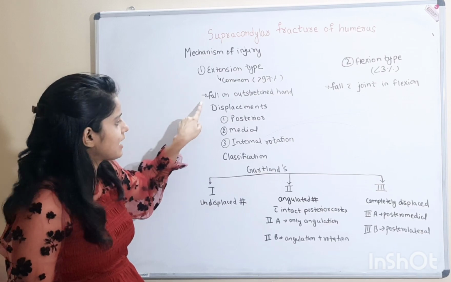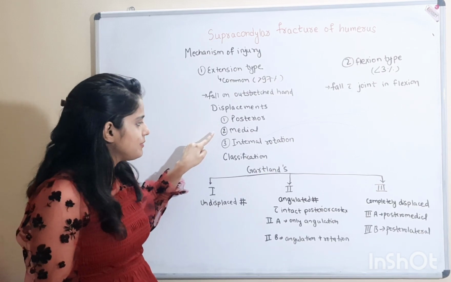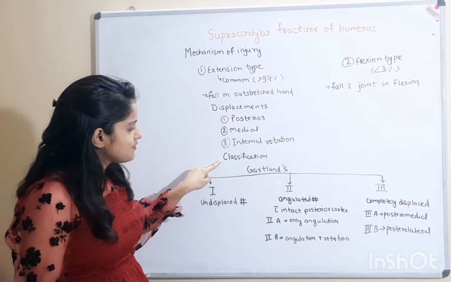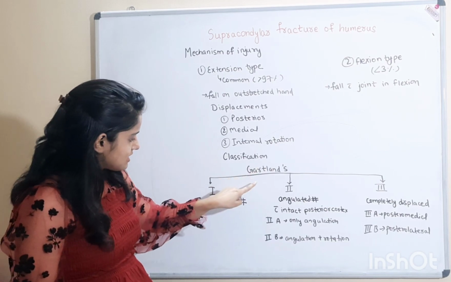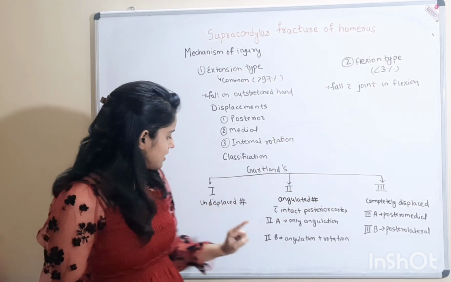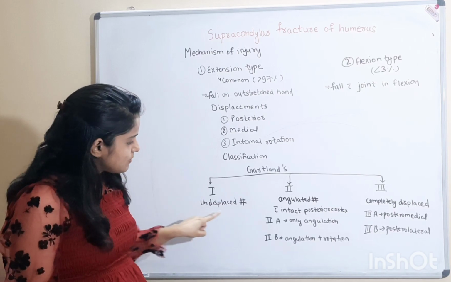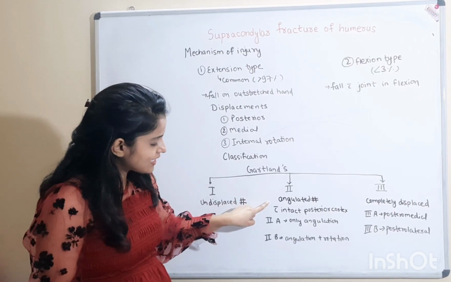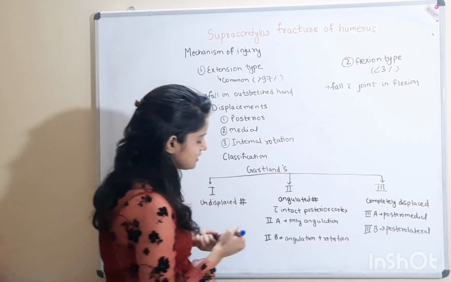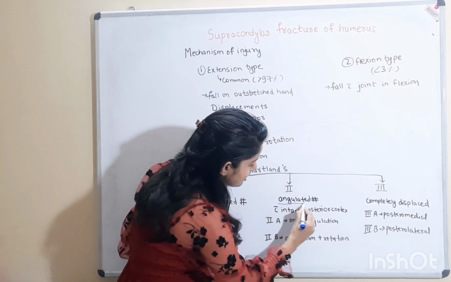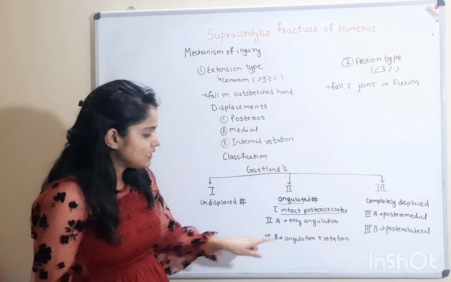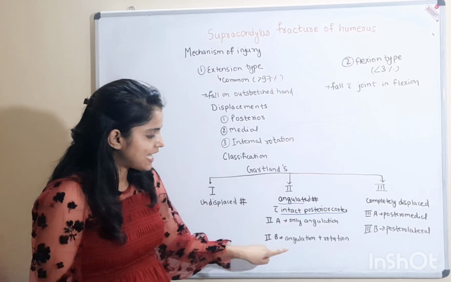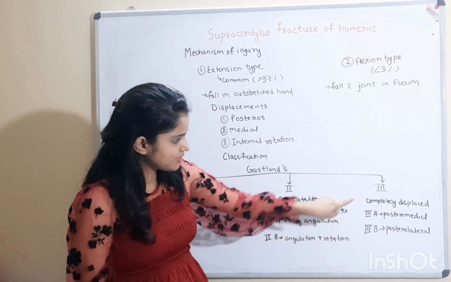Displacement in extension type. It may be posterior, medial, internal rotation. Classification: in extension type, Gartland classification 1, 2 and 3. In type 1, undisplaced fracture. Type 2, angulated fracture with intact posterior cortex. In 2A, there is only angulation, but in 2B, there is angulation plus malrotation.